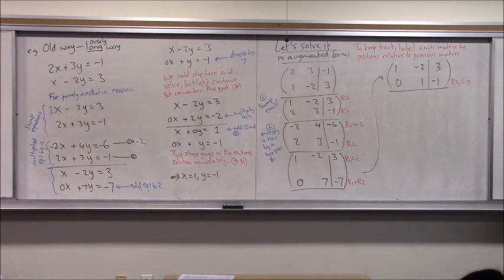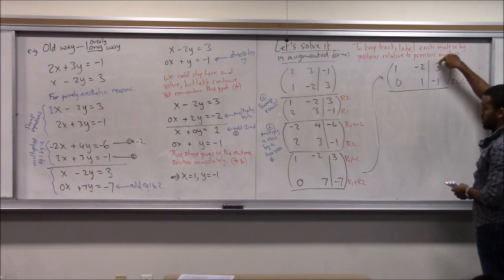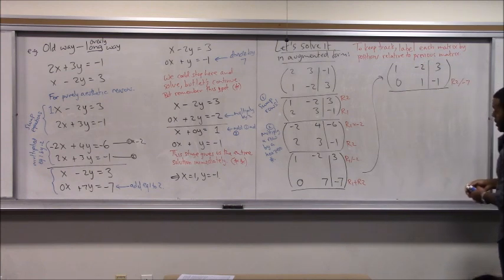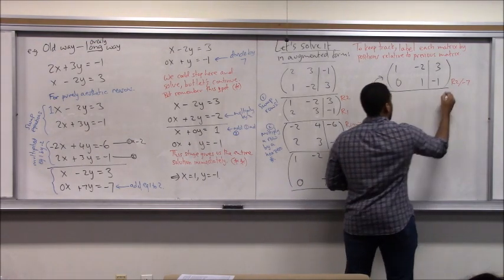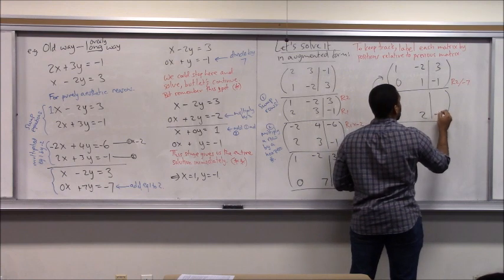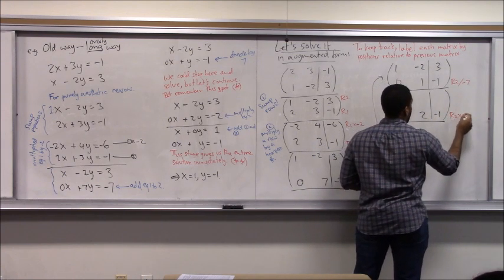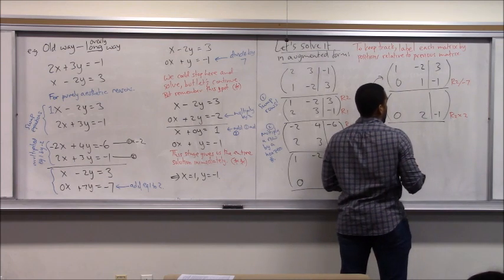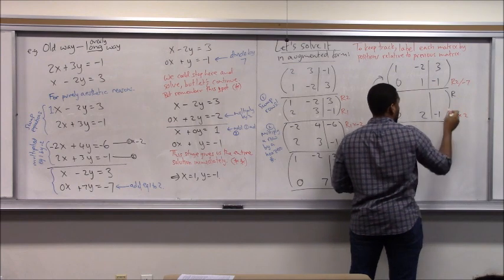Now the goal is to do the same thing in the first row. I want to create a situation where there's a 1 here, there's a 0 here, and there's an answer. Because that would tell me exactly what the first guy was. So what I would do is multiply the second row by 2. And I would leave row 1 for a second.